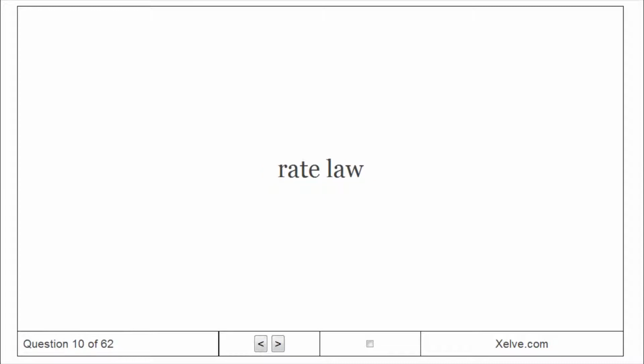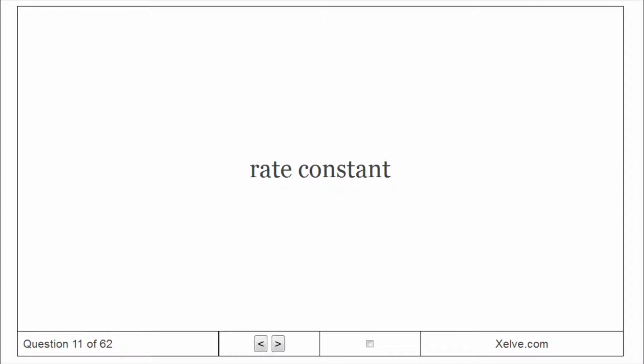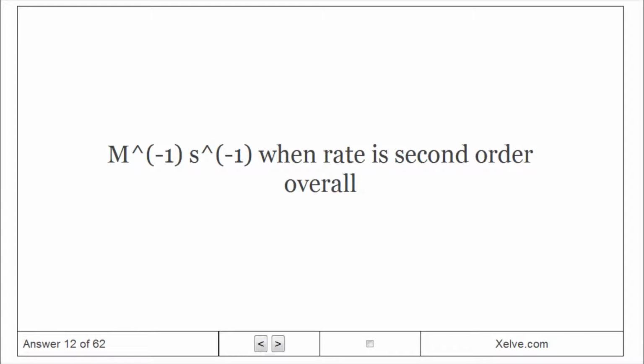Rate law. When aA plus bB goes to cC plus dD, then rate equals k[A]^m[B]^n. Rate constant. Constant k in rate law. Magnitude changes with temperature. Units of k: M^(1-n) s^-1, for example M^-1 s^-1 when rate is second order overall.